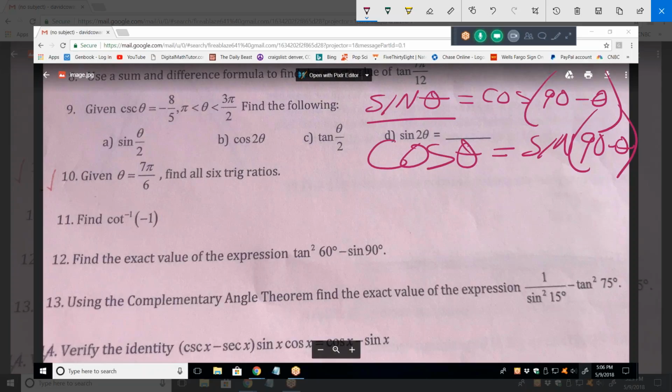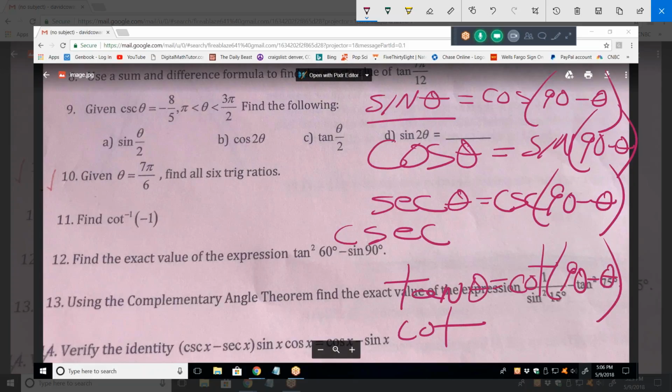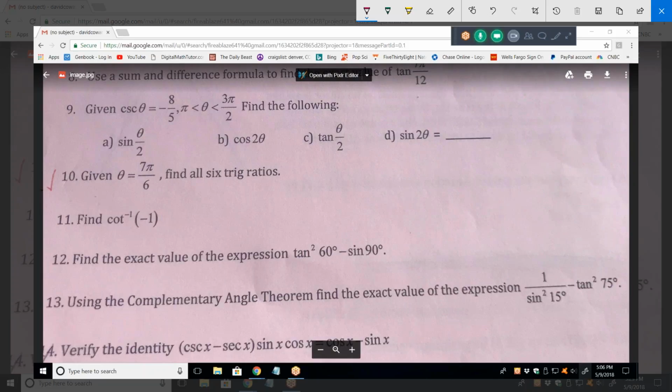And cofunctions are secant and cosecant, tangent and cotangent. These are all your cofunctions. They all have this property. The secant of theta equals the cosecant of 90 degrees minus theta, and vice versa. Tangent of theta equals cotangent of 90 degrees minus theta, and vice versa. So that's our complementary angle theorem. And now let's see if we can apply it here.